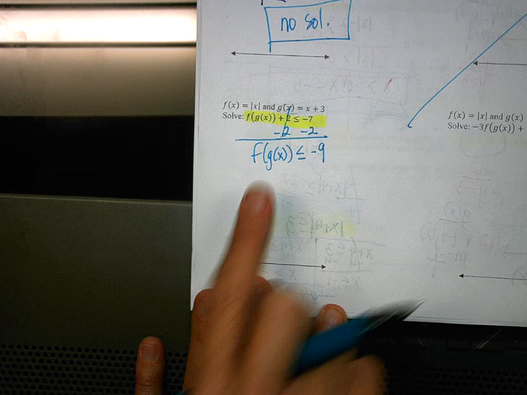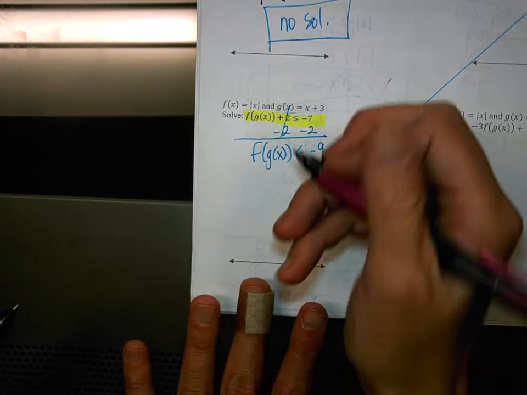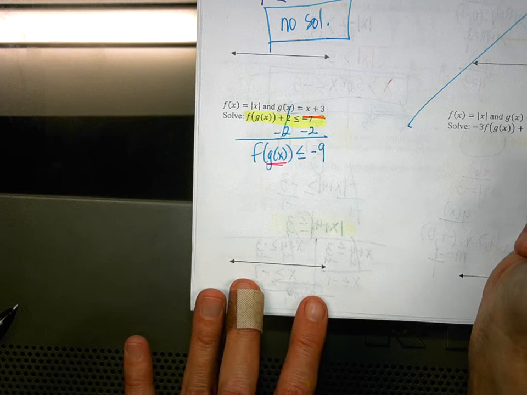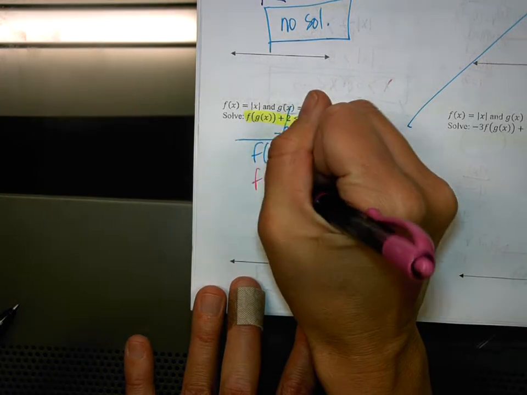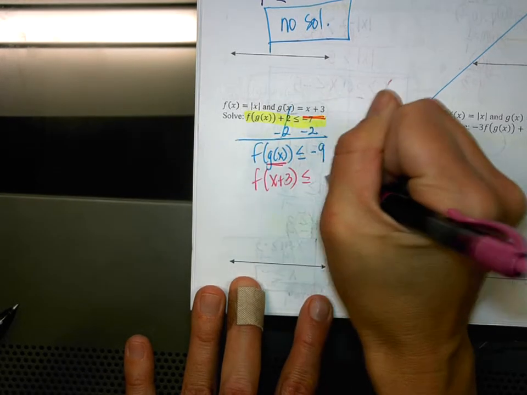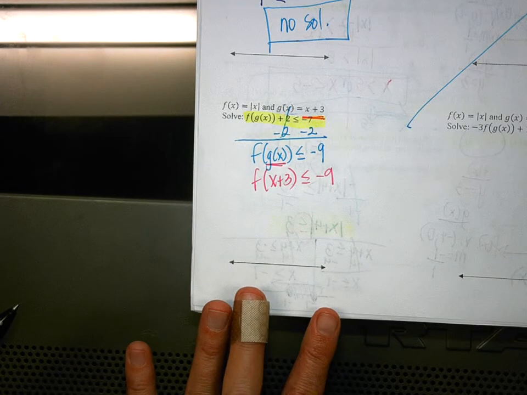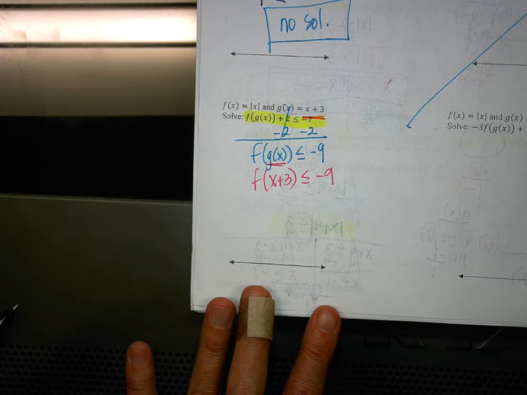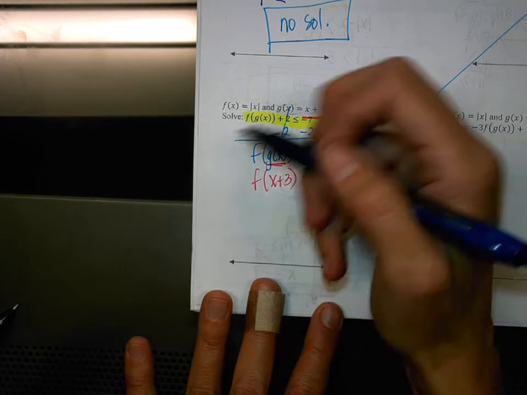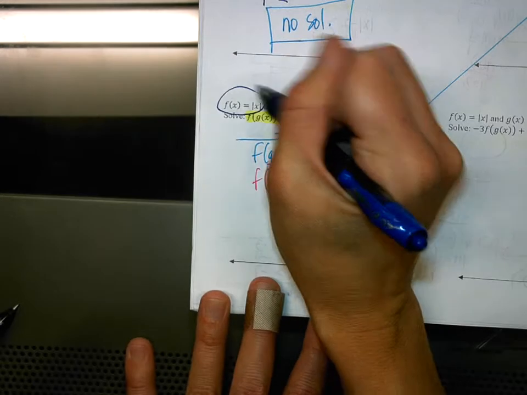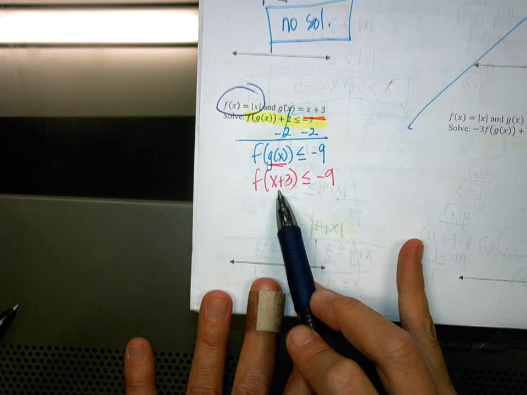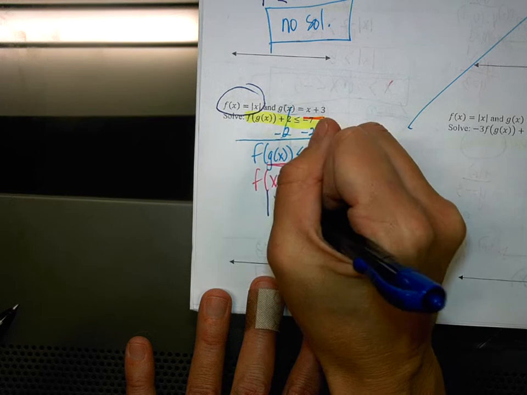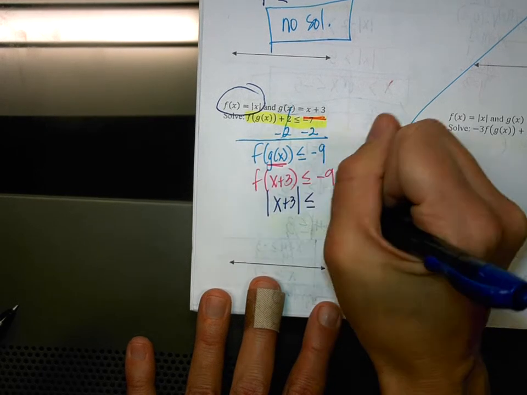What will I substitute in first? Good. The g of x part, which is x plus 3. F of x plus 3 is less than or equal to negative 9. Now what? Good. We're going to plug it into the f portion, correct? So if this is x, instead of writing x, we have to write? Good. So absolute value of x plus 3 is less than or equal to negative 9.